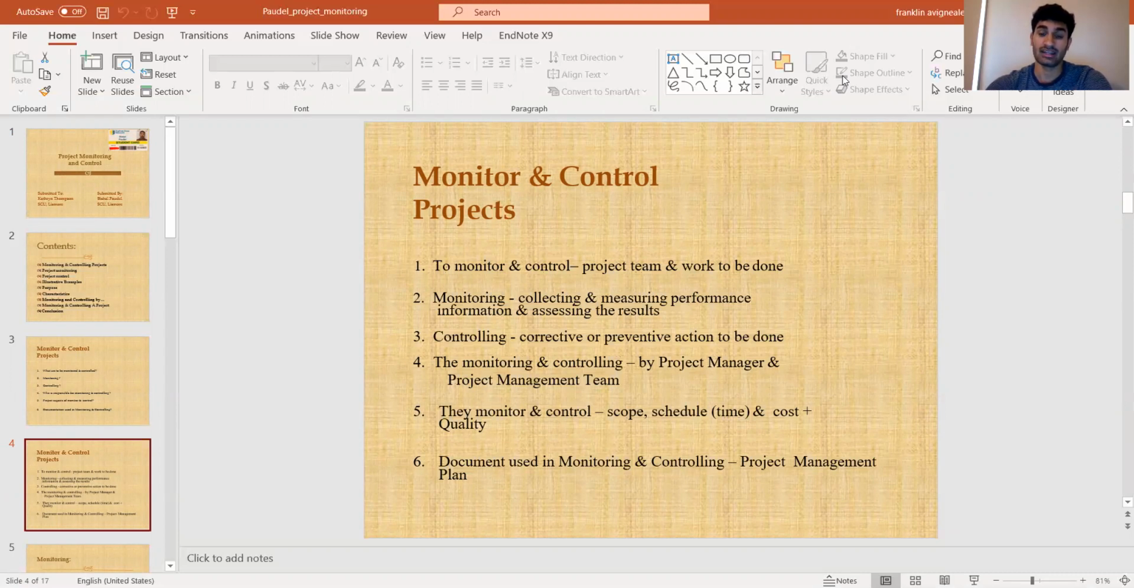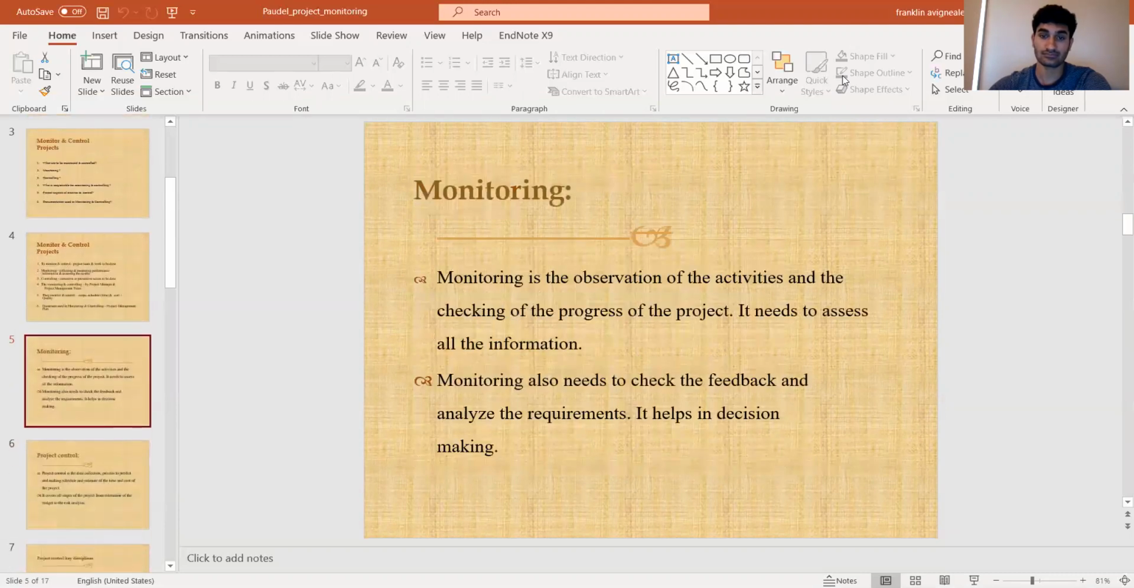Some documents used in monitoring and controlling a project include the project management plan. The observation of the activities and the checking of the progress of the project is known as monitoring of the project. It needs access to all the information, and it also needs to check the feedback and analyze the requirements, which helps in decision making.